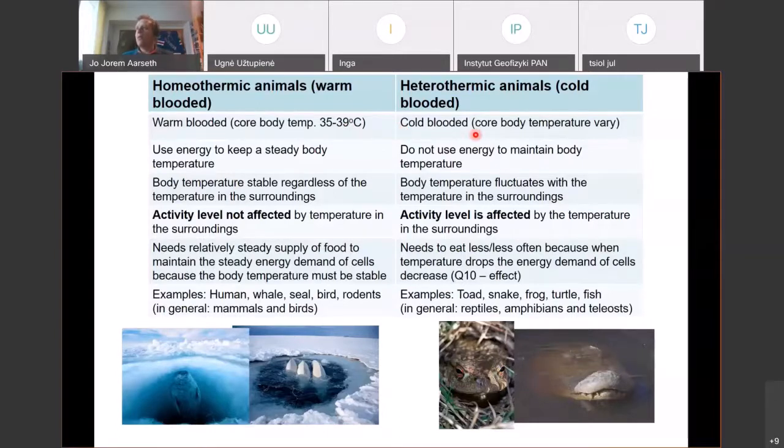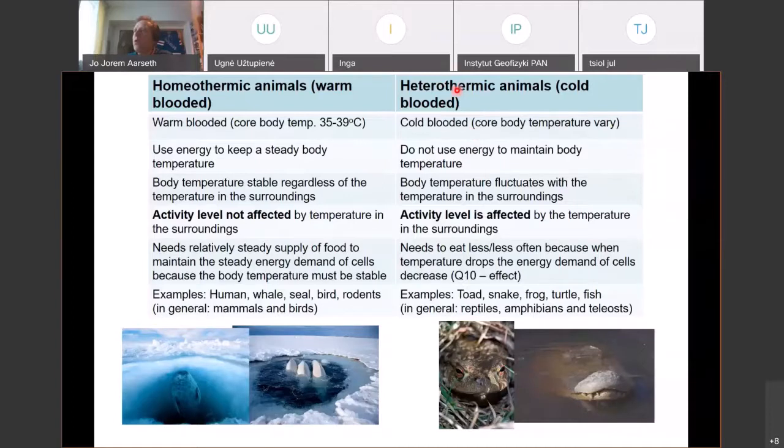And when I'm talking about core body temperature, that is around the most vital organs like the lungs, the heart, and also the brain. That is where the core temperature is. For instance, in my body now, down here on my hand, it's maybe 31, 32 degrees. It's not 37. It's only here, which is 37.